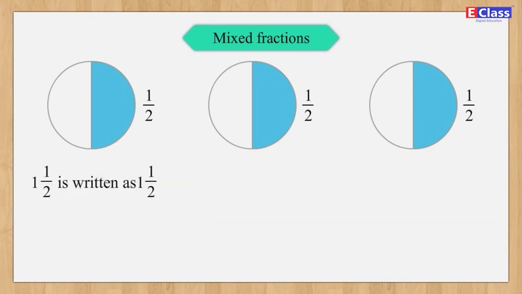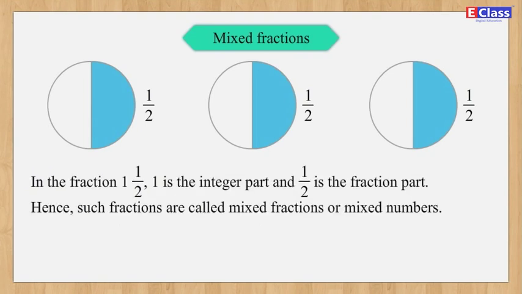1 upon 2 is written as 1/2. 1 1/2 is read as 1 and 1 upon 2. In the fraction 1 and 1 upon 2, 1 is the integer part and 1 upon 2 is the fraction part. Hence, such fractions are called mixed fractions or mixed numbers.